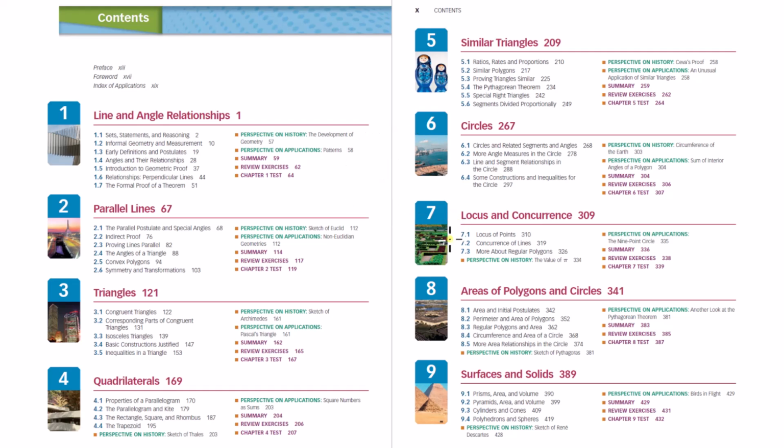All right, locus and concurrence, chapter 7. A locus is, you can have a locus of points. That just means it's a group of points that all meet some similar criteria. So the definition of a circle is the locus of points that are all equidistant from a point. All of these points share a common characteristic in that they're the exact same distance from this point, what's called the center of the circle. That's a locus of points. So we study different types of loci of points.